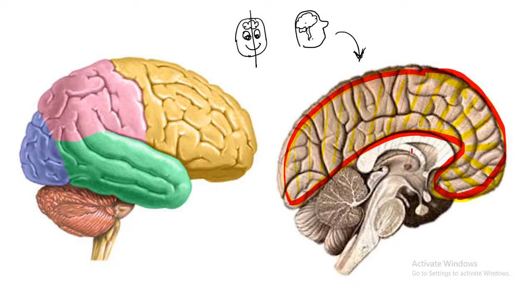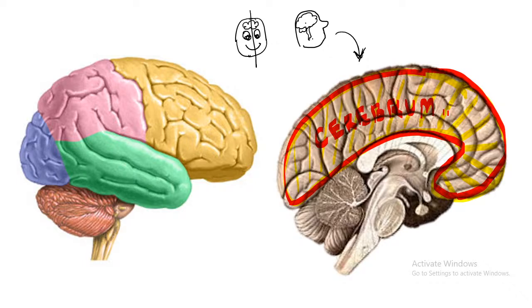This part of the brain. What is the name of this part of the brain? This part is known as cerebellum. Cerebrum, not cerebellum. This is the cerebrum. Alright, isn't it?